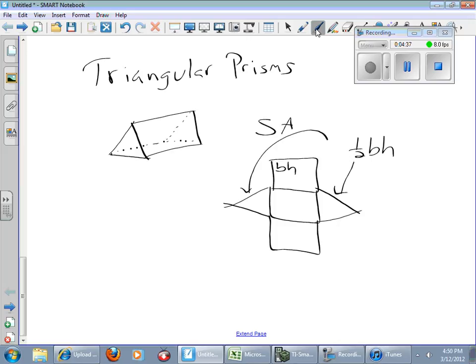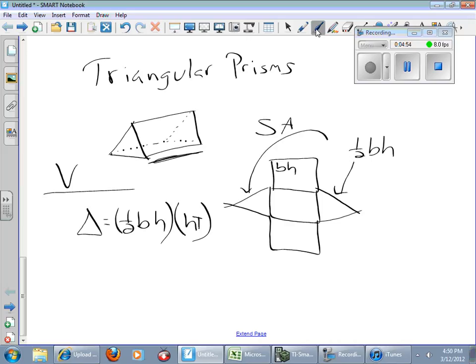Now I do the volume. To do the volume, I'm going to find the area of the base, which is a triangle. So I'm going to do 1/2 the base times the height, and then I'm going to multiply by how tall the prism is. And that would be this distance here, the height of the prism, or the length.